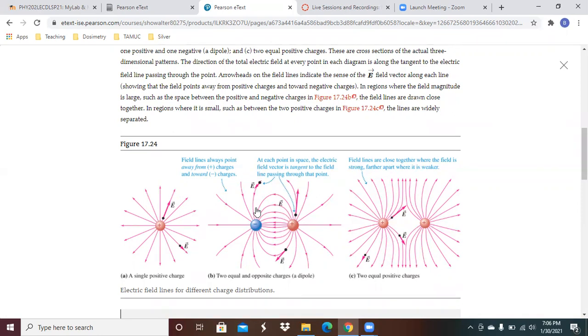If you'll remember back in kinematics, we had vectors for velocity and acceleration, and they didn't always point in the same direction. So it's the same kind of thing here. So try to wrap your head around that. On part C, you can see where the field lines are close together, where the field is strong, and then you can see it's farther apart over here where it's weak.